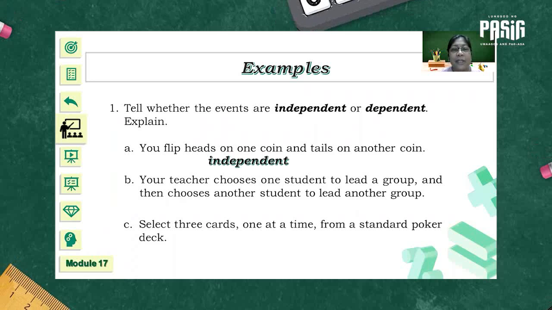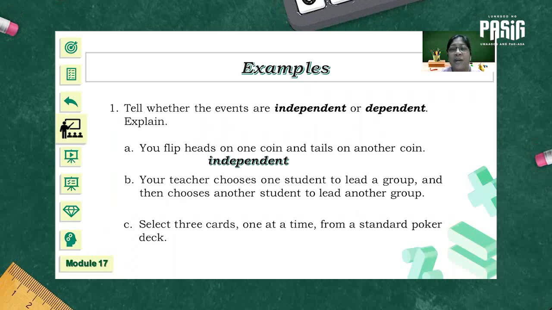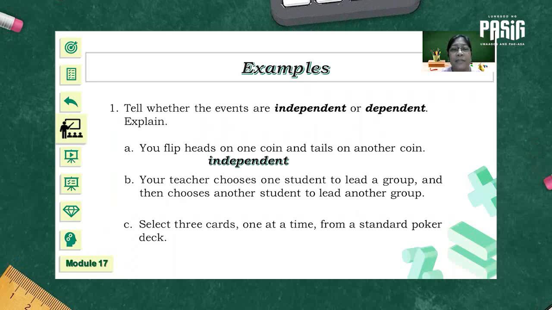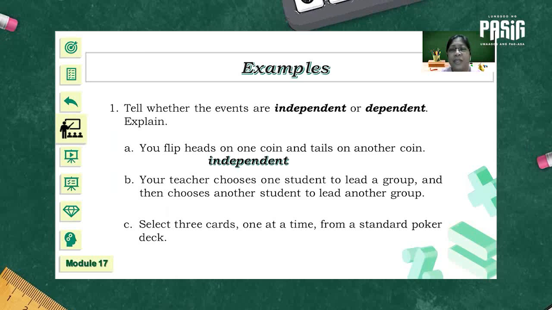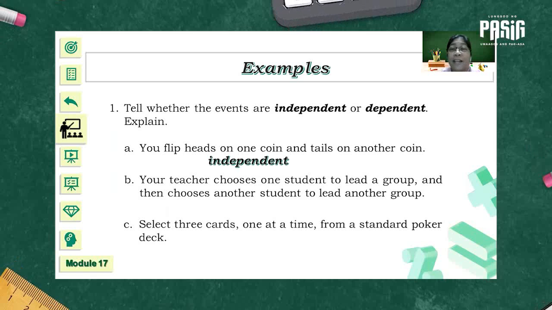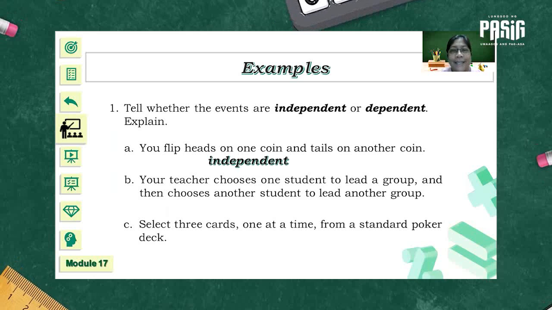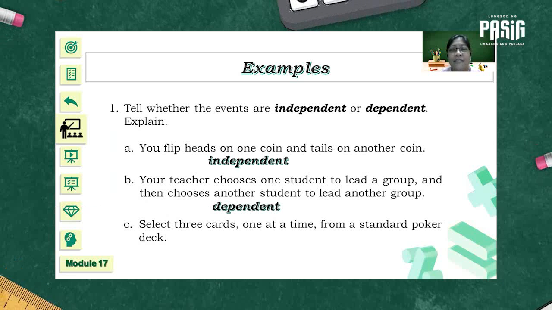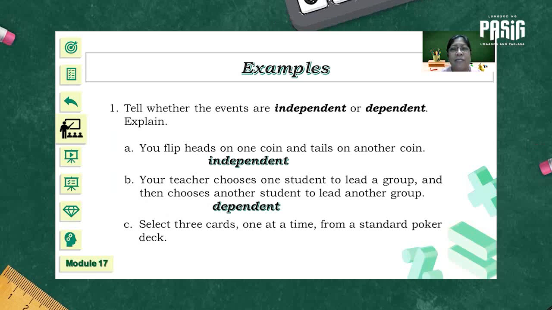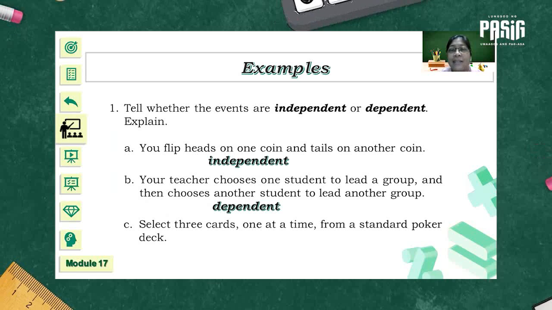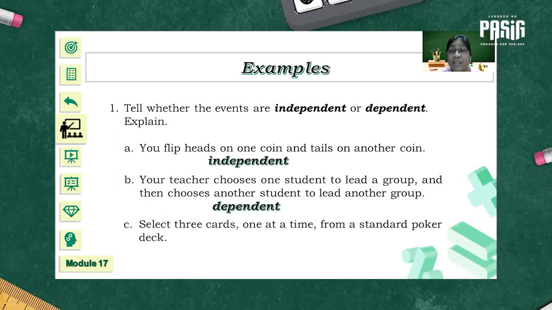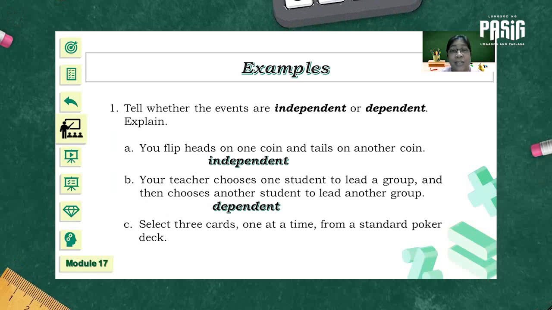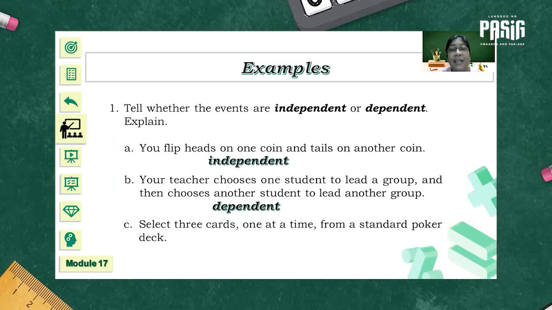How about letter B? Your teacher chooses one student to lead a group and then chooses another student to lead another group. Does the first choice affect the second choice? Yes. That's why it's dependent. How does it affect? If you have 45 students in a class, at first you have 45 choices. But on the second choice, you only have 44. That's why your first choice affects your second choice.